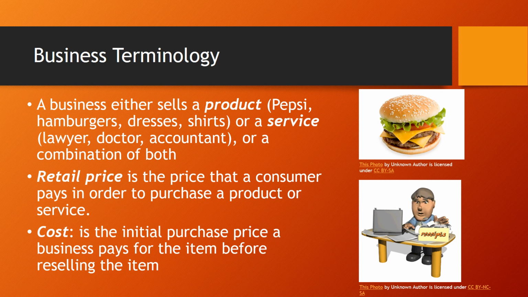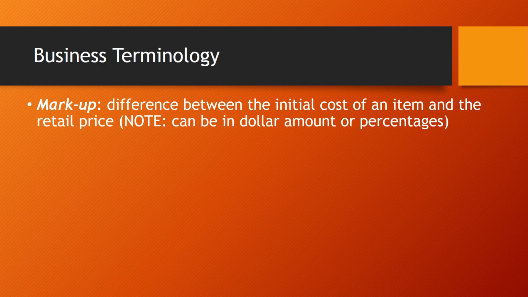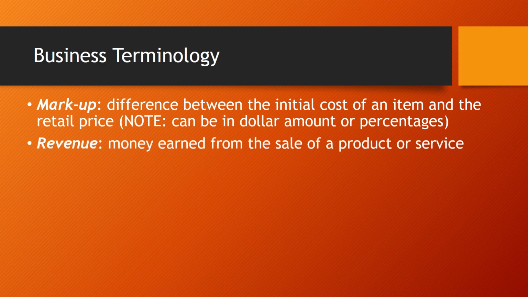Cost is the initial purchase price a business pays for the item before reselling the item to the customer. In other words, what does it cost the business to get that item in the store so they can resell it? Markup is the difference between the initial cost of an item and the retail price. Revenue is the money earned from the sale of a product, service, or a combination of both.